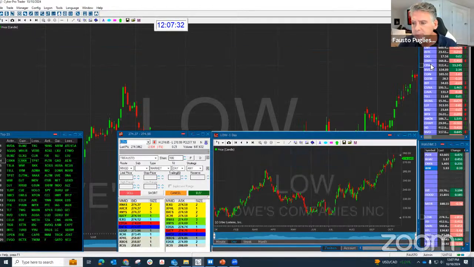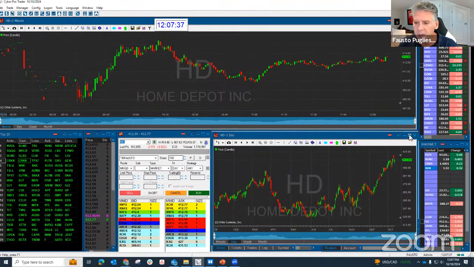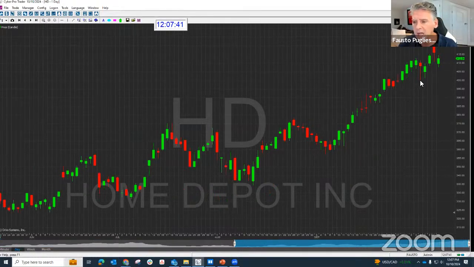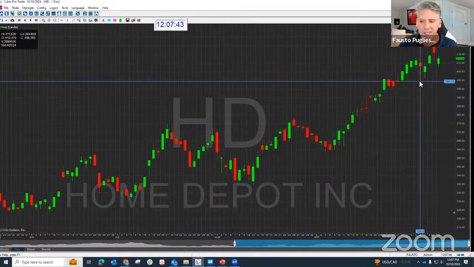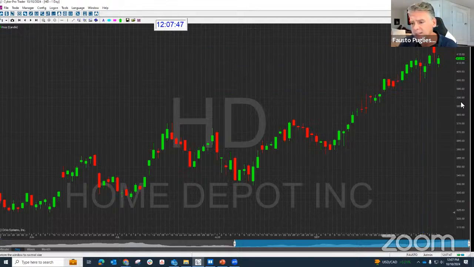Home Depot. Where's Home Depot? Right here. So Home Depot, you could see here, and let me zoom in, get a little bit closer for you. You could see when that news came out, it was around $3.99. It ran all the way to $4.20. So that's about a $30 move right there.